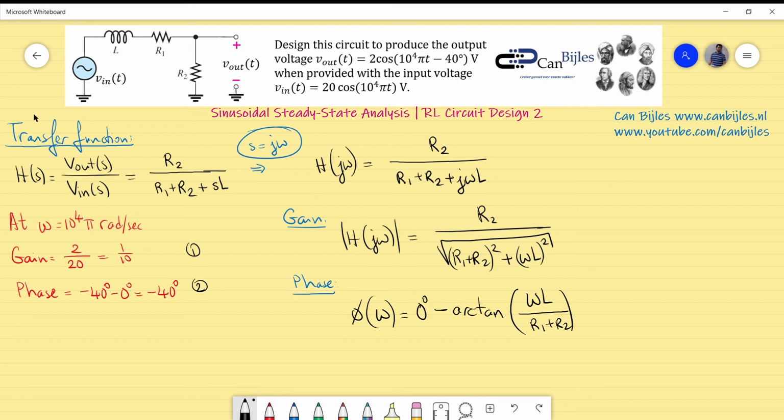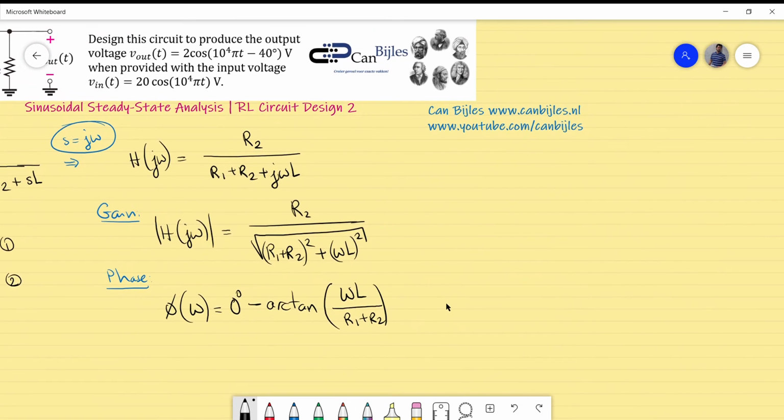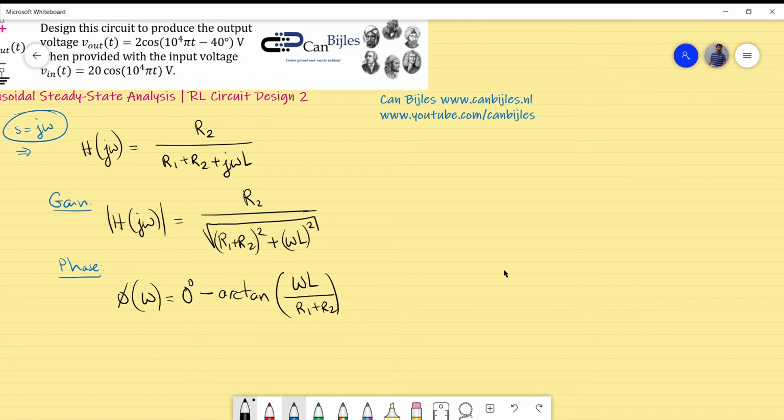Now I will evaluate these two expressions for the gain and also for the phase at a specific frequency, 10,000 pi radians per second, and I will equate this to 0.1 or 1 over 10 and this one to minus 40 degrees, and I will have a set of two equations, and I will use them to calculate R1, R2 and L. So let's substitute the values. I will substitute the omega as 10,000 pi, equate this to 1 over 10, and equate this to minus 40 degrees.